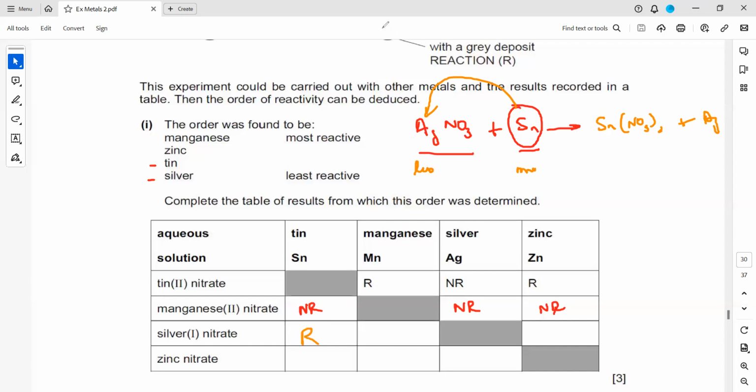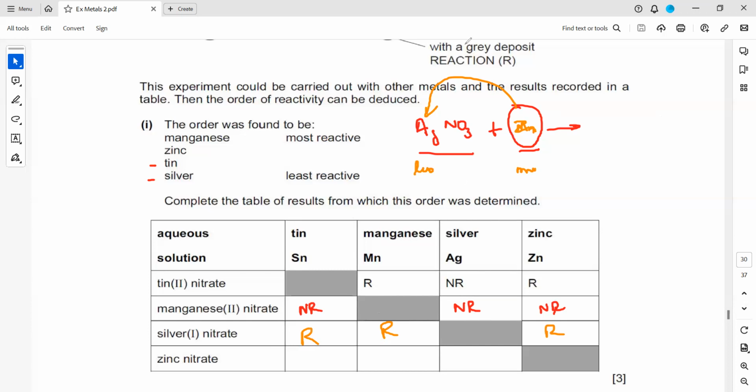Same thing, if we have silver 1 nitrate and manganese, Mn, will it react? Yes, it will also react. Why? Because it is more reactive, so the more reactive displaces the less reactive. Then we have silver nitrate and zinc, Zn. Again, zinc is more reactive than silver, so it will react.